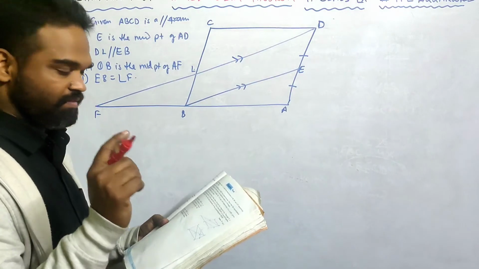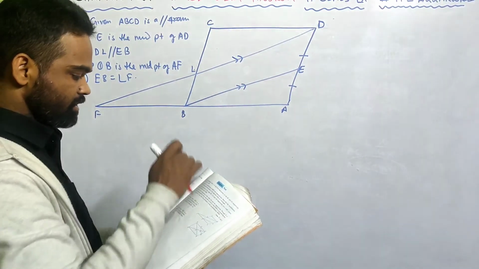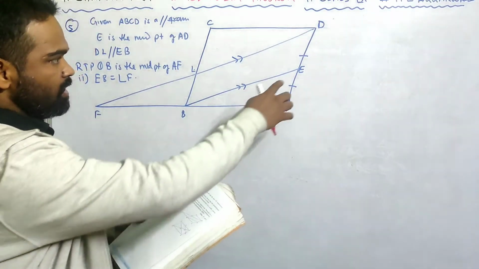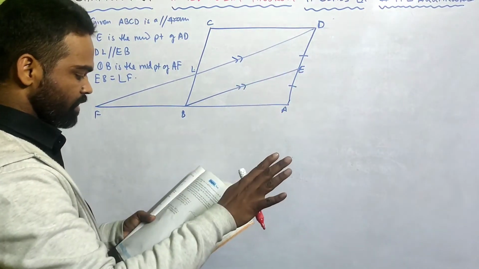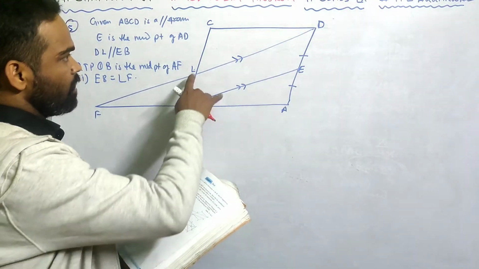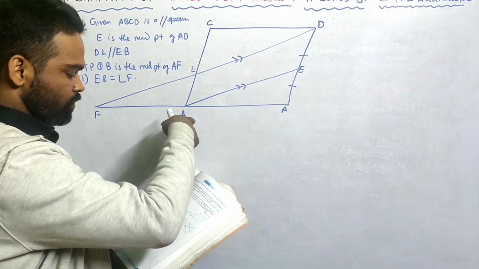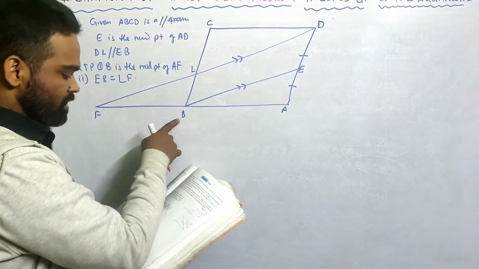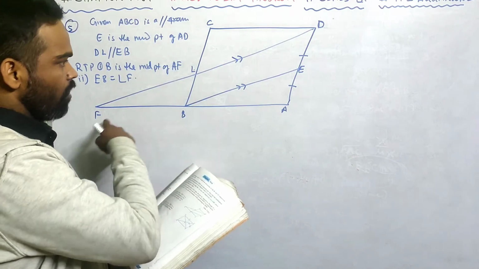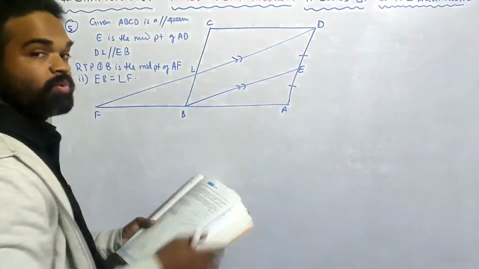Now look at number 5. In the adjoining figure, ABCD is a parallelogram. E is the midpoint of AD, so this and this are equal, and DL is parallel to EB, and AB is produced to F. Prove that B is the midpoint of AF and EB equals LF.